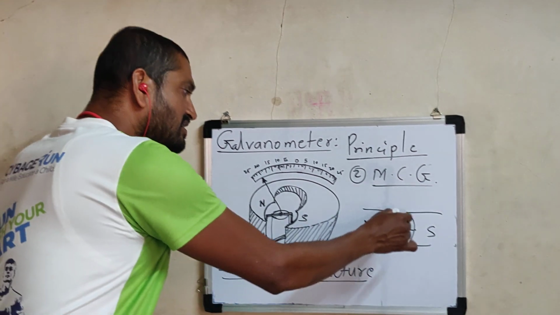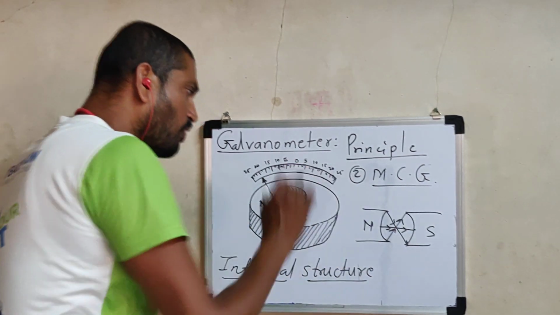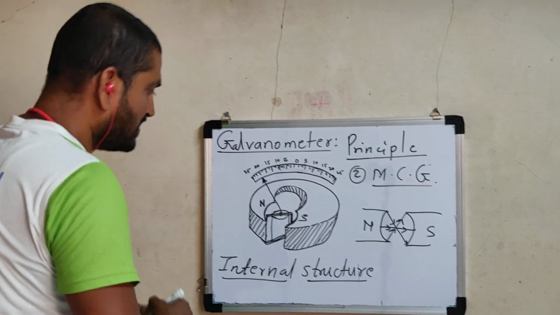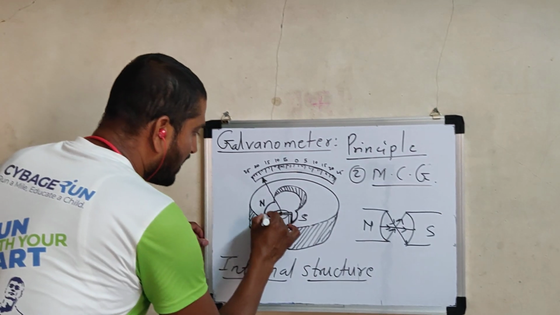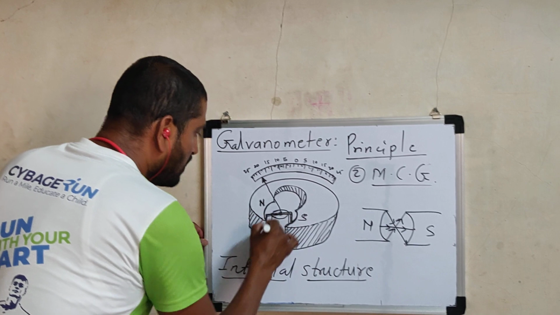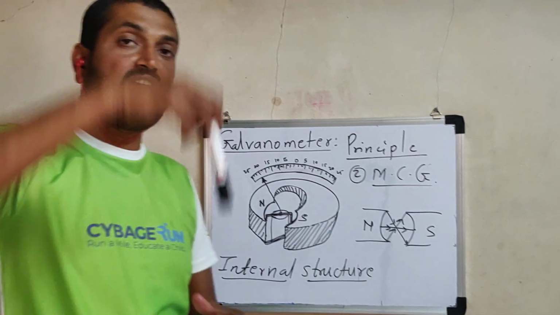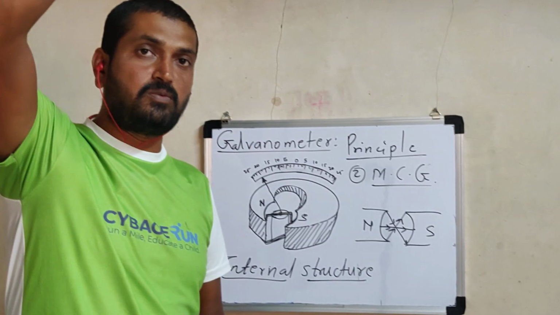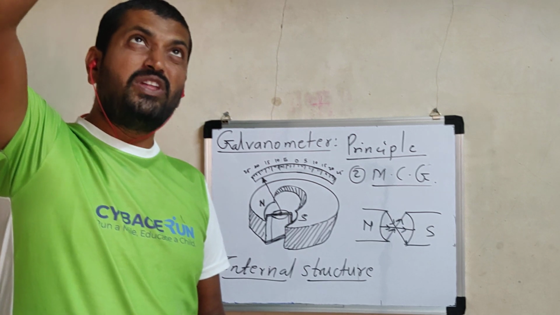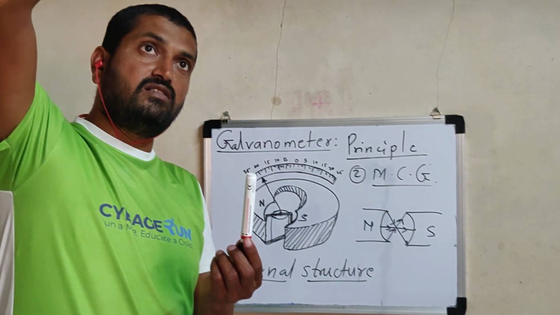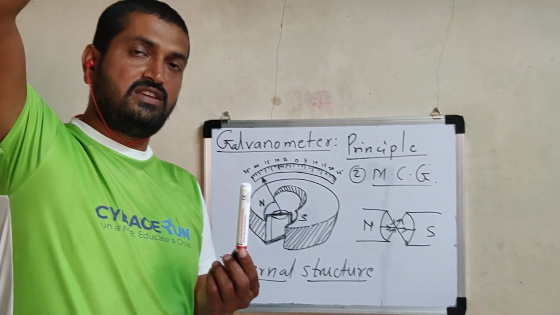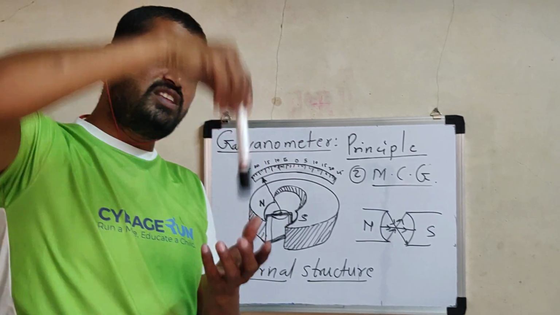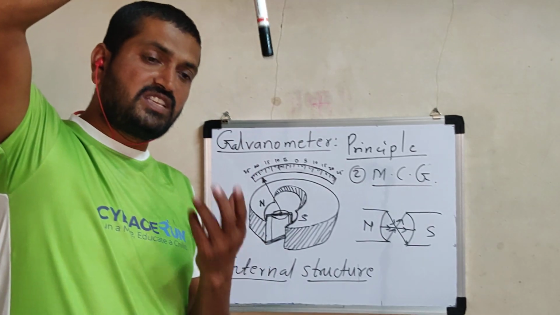Now inside these two pole pieces is a rectangular coil. See here, this is a rectangular coil which is freely suspended by using a highly elastic fiber. Generally a phosphor bronze thread is used, a very thin fiber. From the roof of this device, by using a fiber, this rectangular coil is kept freely suspended.